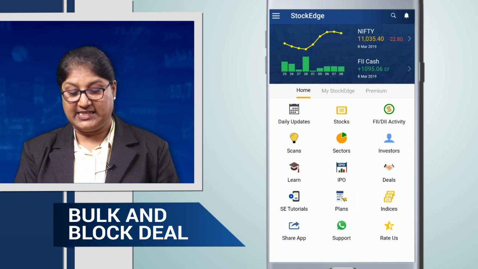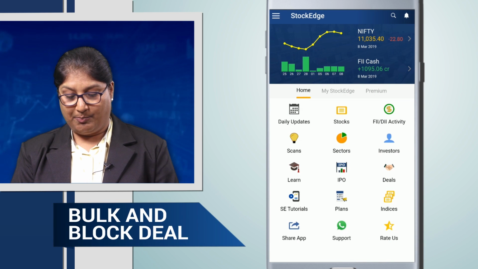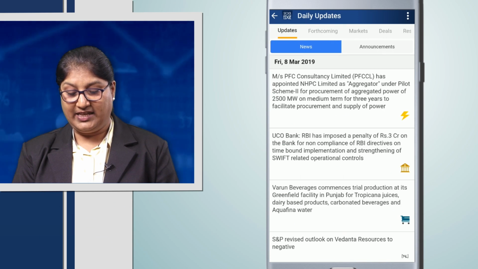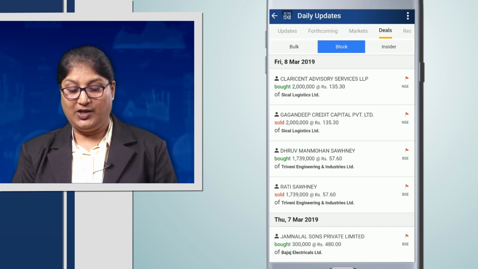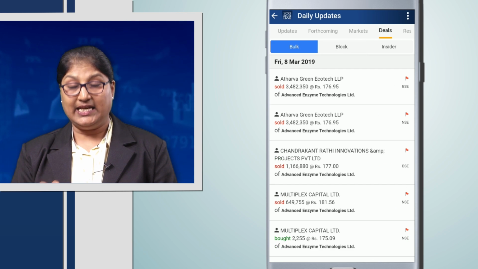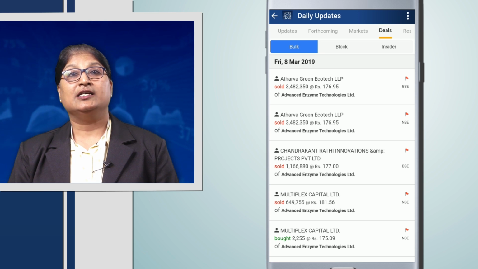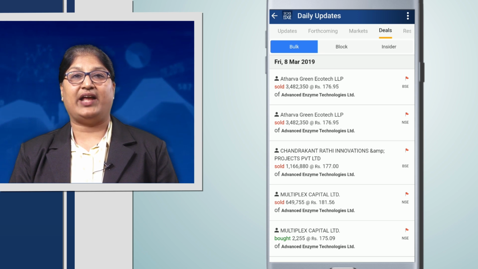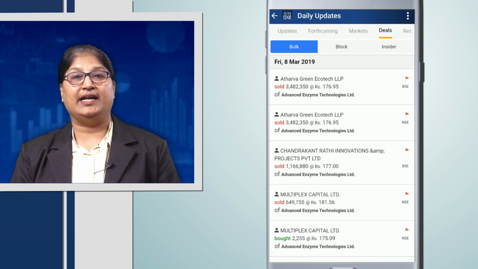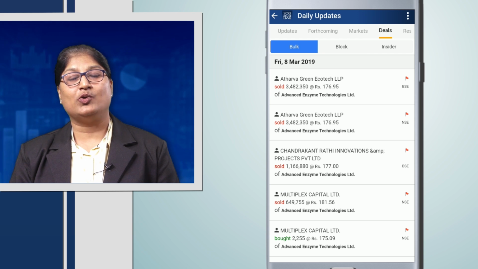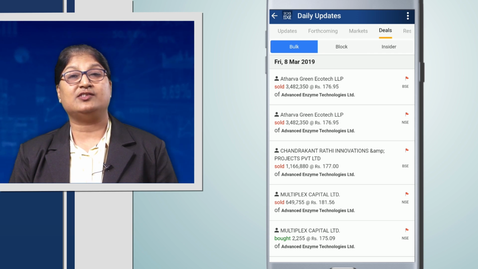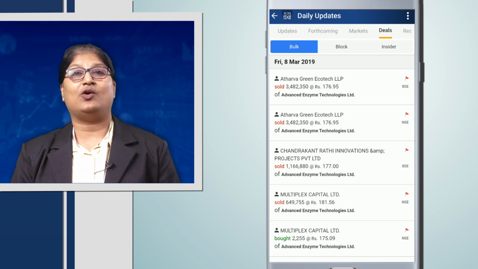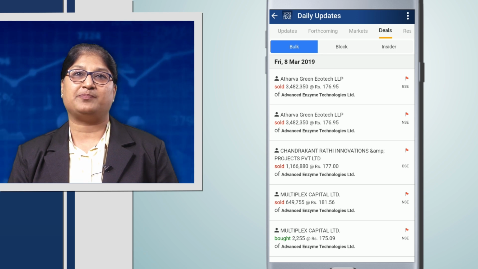Second strategy is the bulk and block deal. Under the daily updates, we have the deals option where you can see the block and the bulk deals. These deals are regularly updated, and on these deals you can react quickly. Whenever an ace investor enters or exits a stock, you can also follow them in their footsteps.